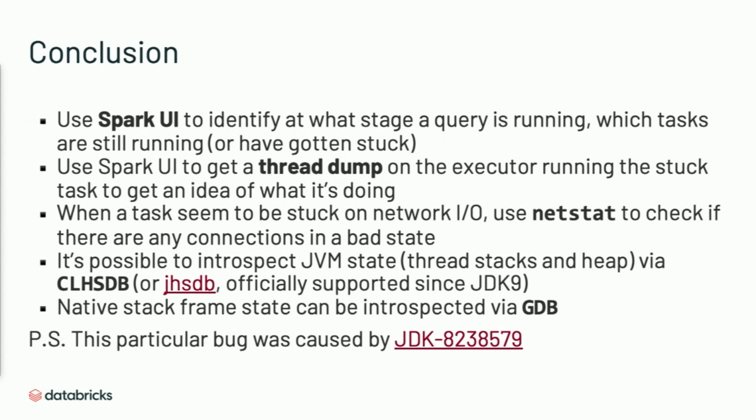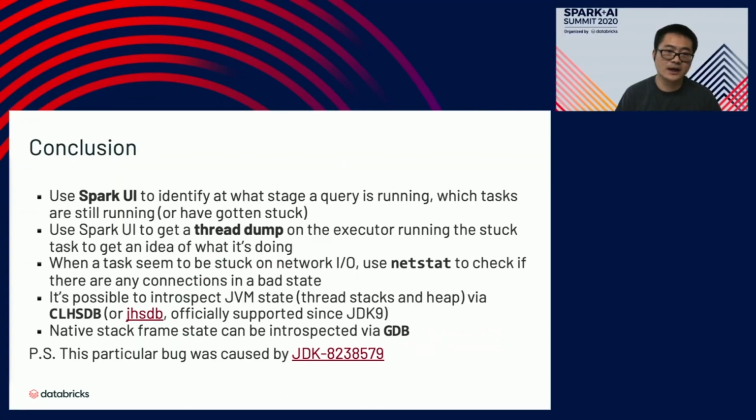So to recap, what we did was we used the Spark UI to identify at what stage a query is running and then which tasks are still running. So that gets us through the distributed part and down into the single node part. And then we can still use the Spark UI to get a thread dump on the executor that's running one of the stuck tasks to get an idea of what it's doing. And when a task seems to be stuck on network I/O, we can use netstat to get information on whether or not there are connections in a weird state.